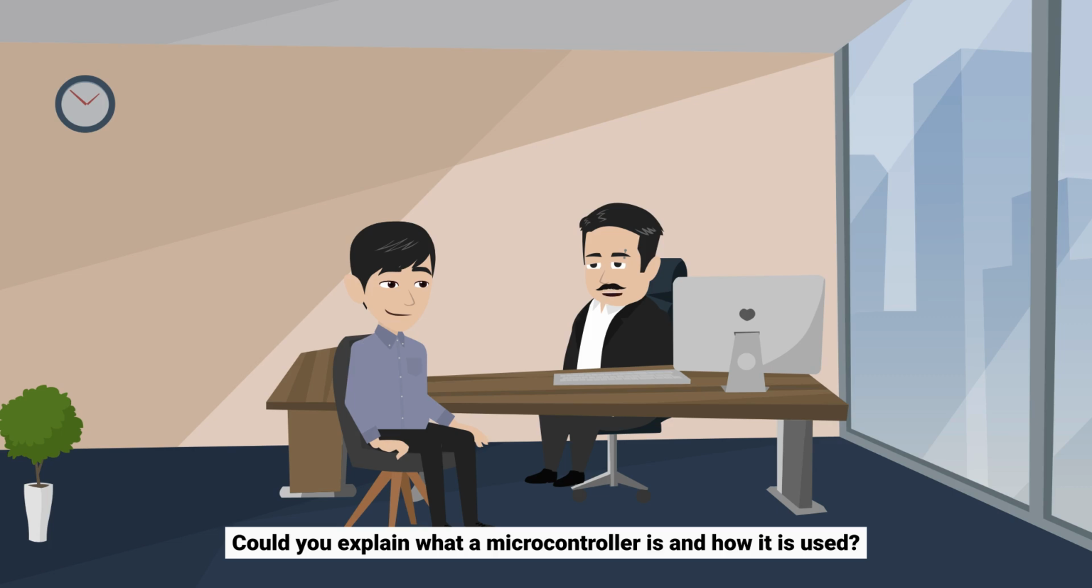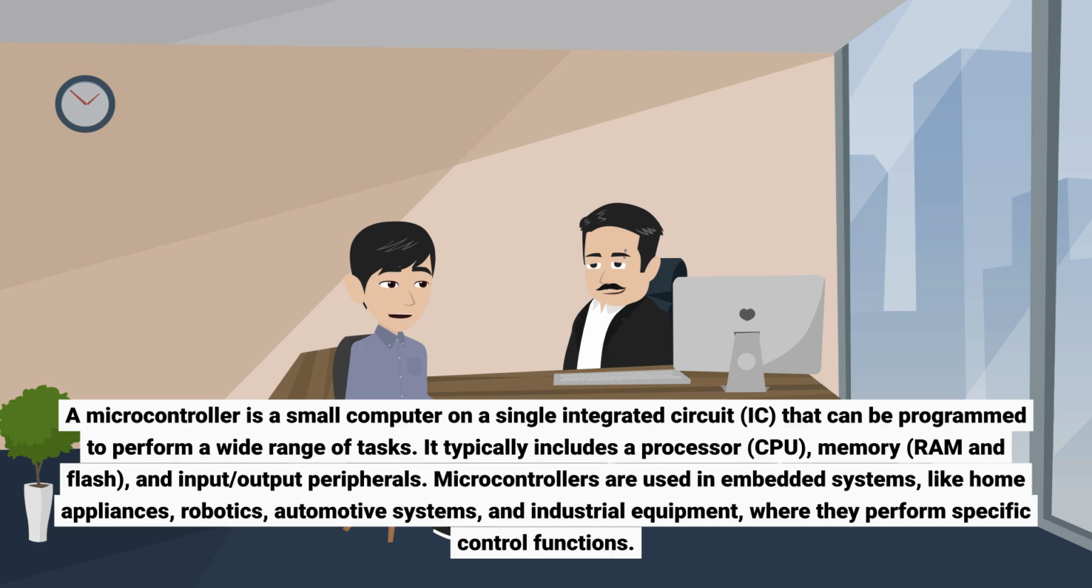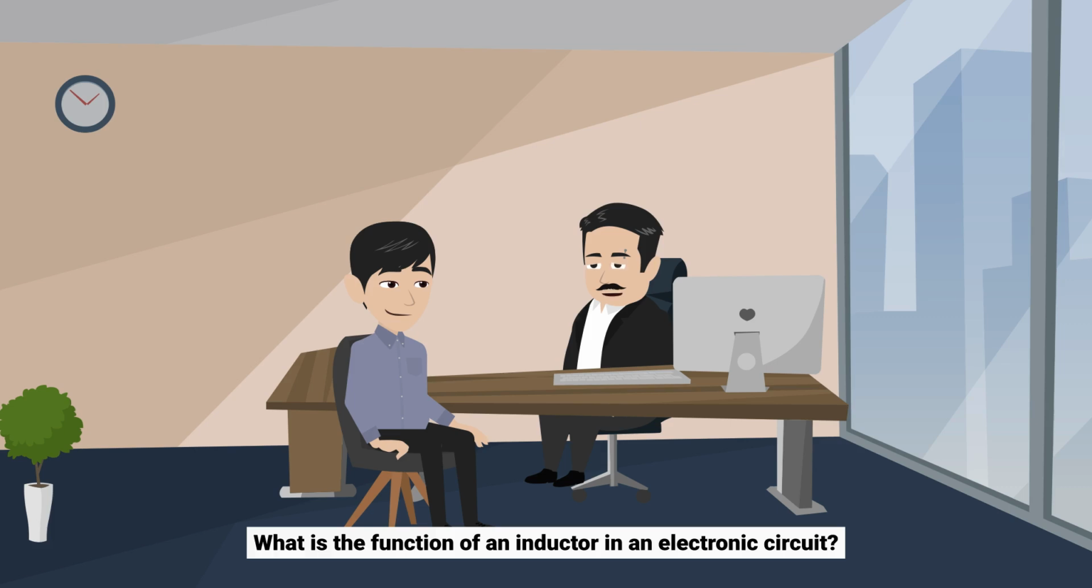Could you explain what a microcontroller is and how it is used? A microcontroller is a small computer on a single integrated circuit, IC, that can be programmed to perform a wide range of tasks. It typically includes a processor, CPU, memory, RAM and flash, and input/output peripherals. Microcontrollers are used in embedded systems like home appliances, robotics, automotive systems, and industrial equipment, where they perform specific control functions.